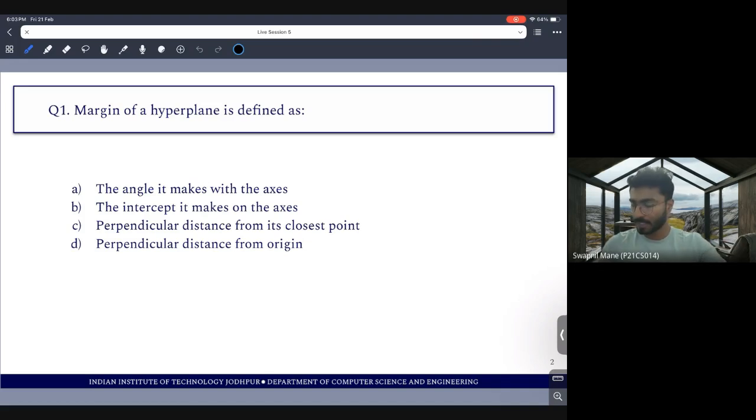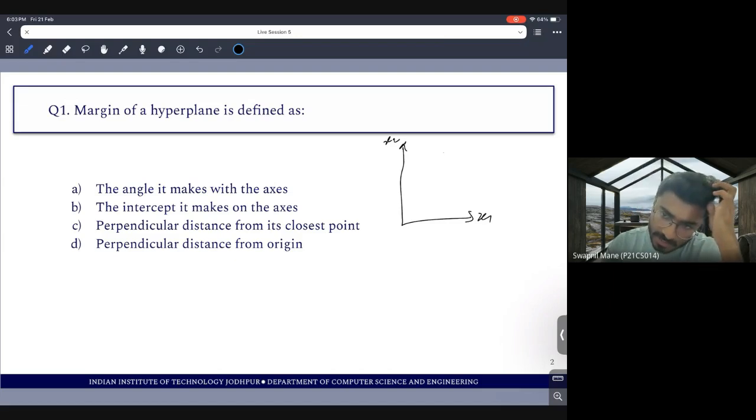Let me recall the concept of the margin here so that you will quickly understand what exactly the margin is. Let's take a 2D example, where this is the x1 feature and this is the x2 feature. Here two classes are there. We have studied the support vector machine for binary classification specifically, so we are taking examples related to binary classification so that you can easily understand the concept.